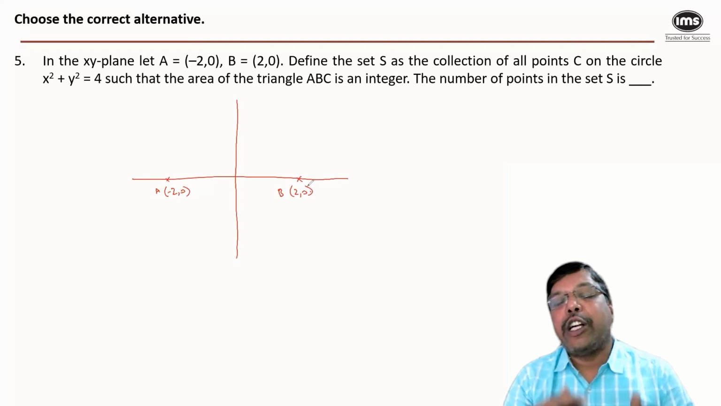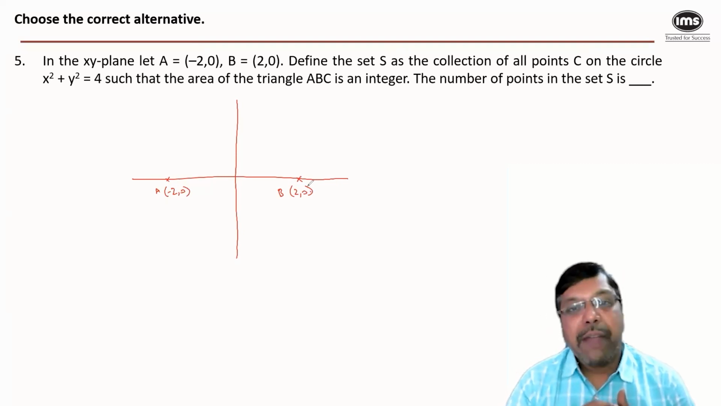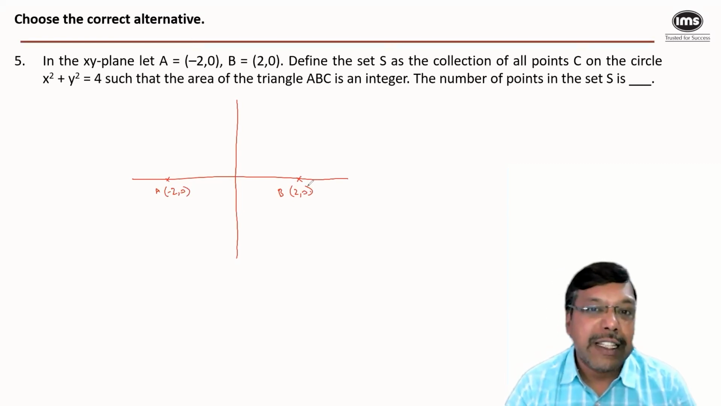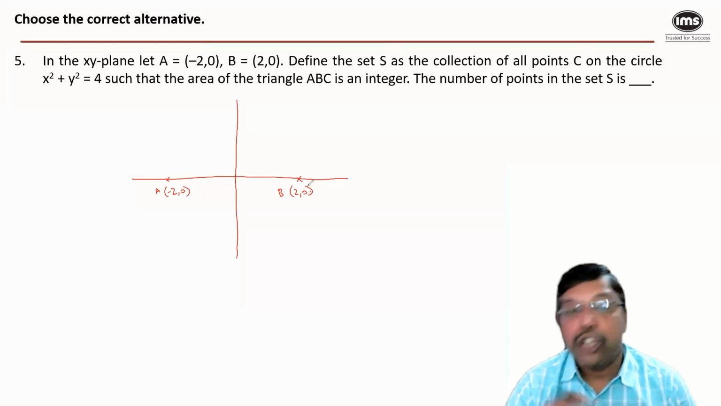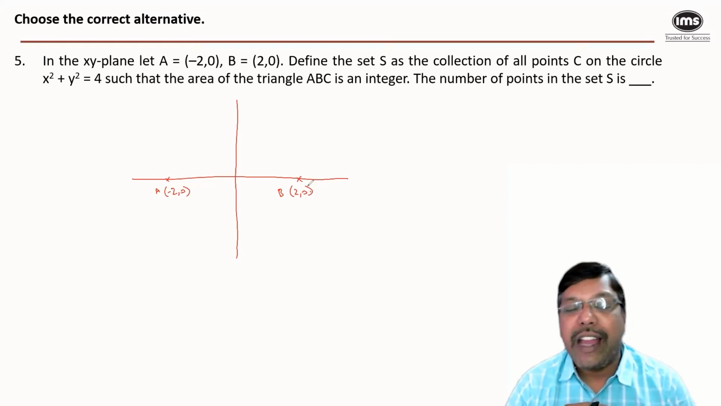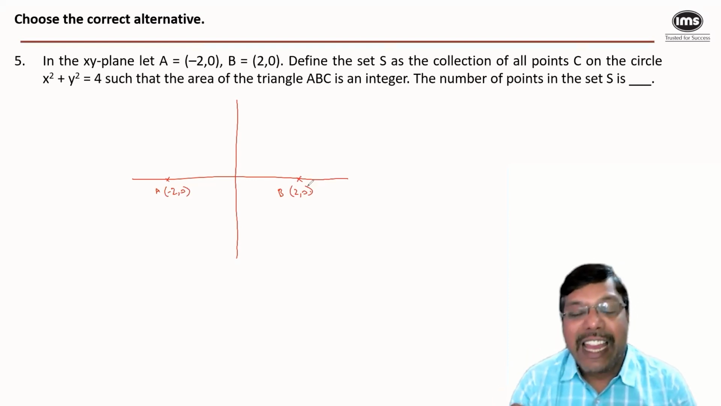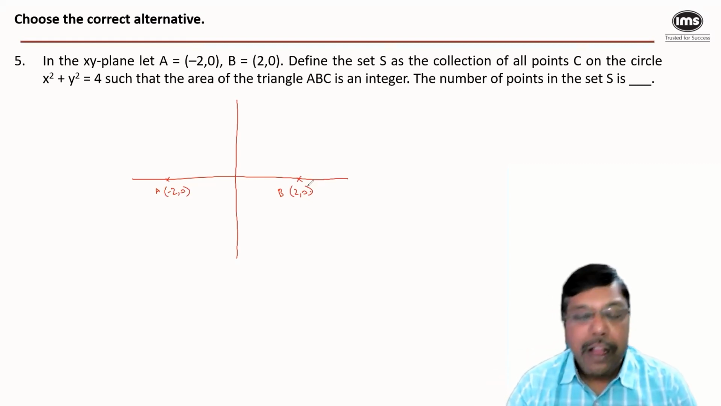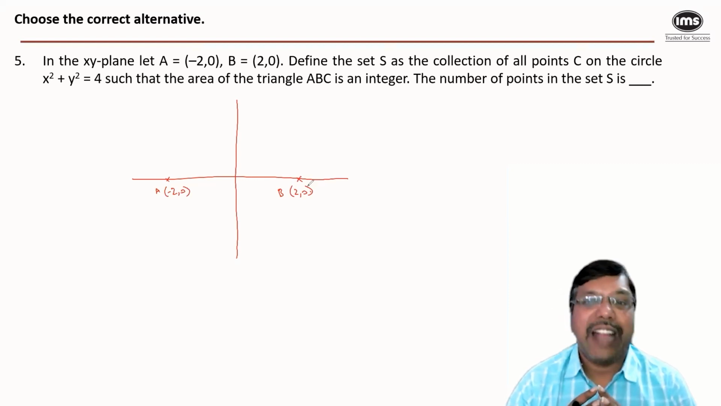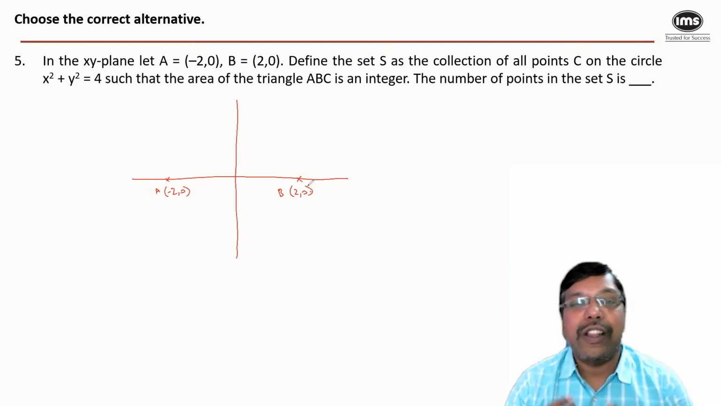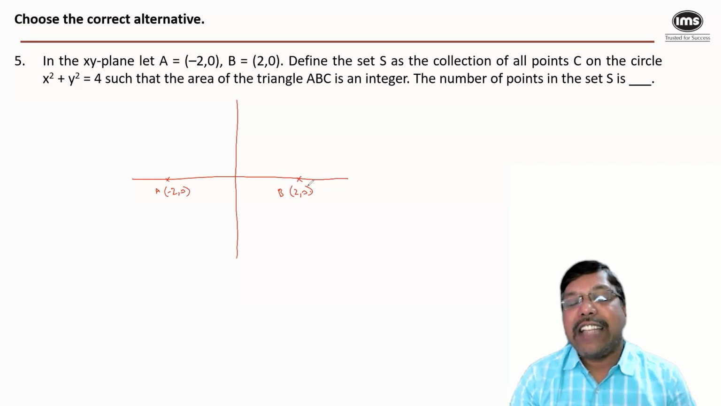Now I want to find the third point C such that ABC form a triangle. But what are the type of points that I want to consider? The third point that I take should satisfy two conditions. Number one, the area of the triangle formed by ABC must be an integer. And number two, the point must lie on the circle x square plus y square is equal to 4. Now, when I take the circle x square plus y square is equal to 4, it is clearly seen that it's a circle with the center as origin and the radius as 2.